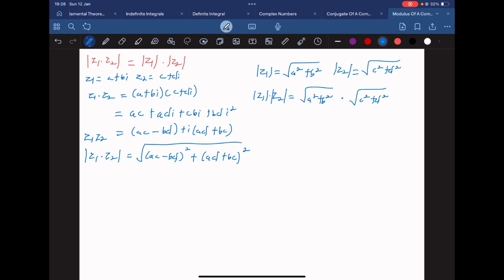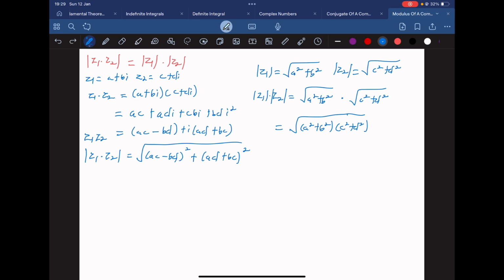Note that if, for example, we have square root of 2 multiplying square root of 3, this is square root of 6, right? You just have to multiply what is inside, what is under the square root. In this case, the same approach over here. All that we have to do is to multiply what is inside the square root. So we have a squared plus b squared multiplying c squared plus d squared. Now, comparing these two, is this the same as this?